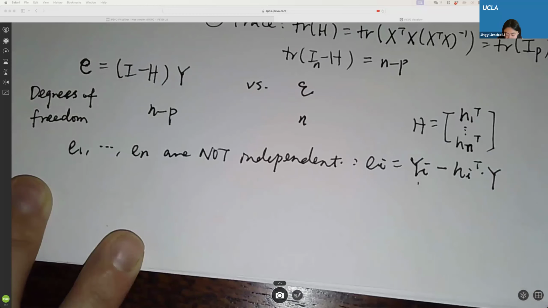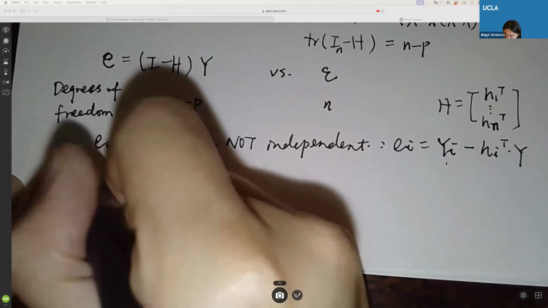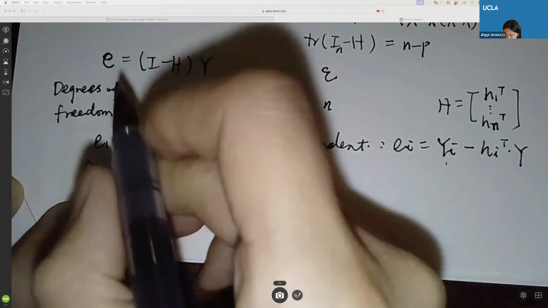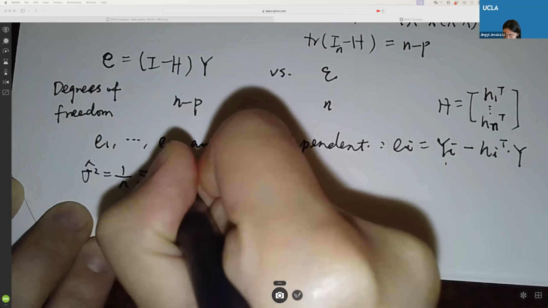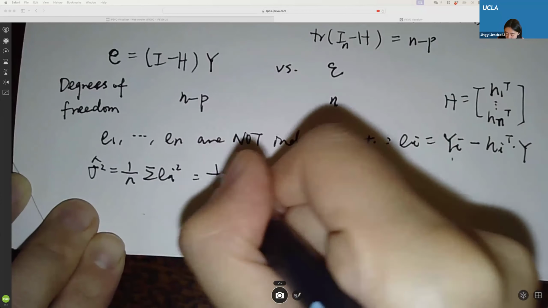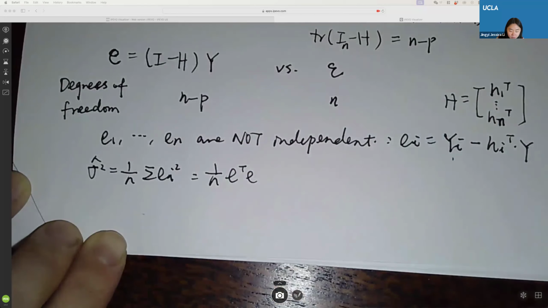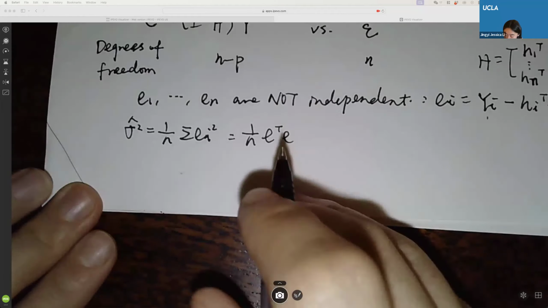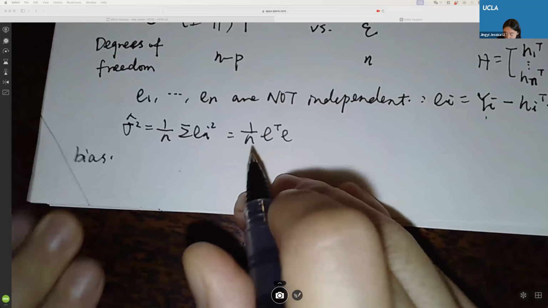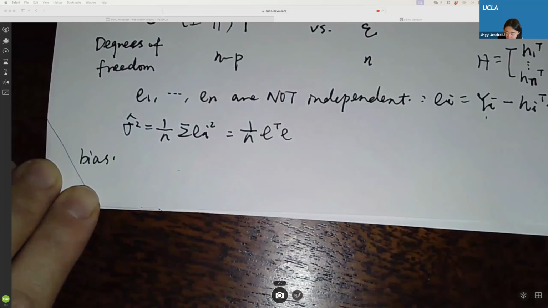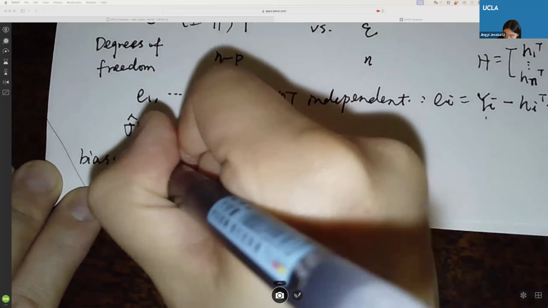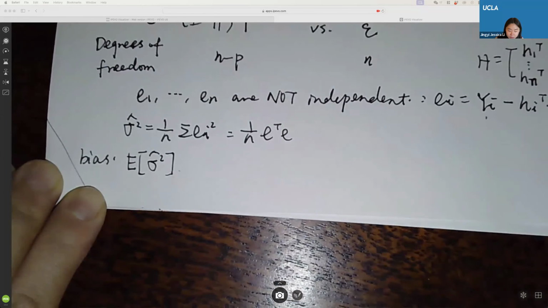Okay, one more thing is that once we get the estimator, back to the estimator sigma hat squared, which is 1 over n sum e_i squared, right? We can also write it as 1 over n e transpose e in the inner product form. So the question we want to ask is also similar: is it unbiased? What is its distribution? So to answer the bias question, we can take expectation.